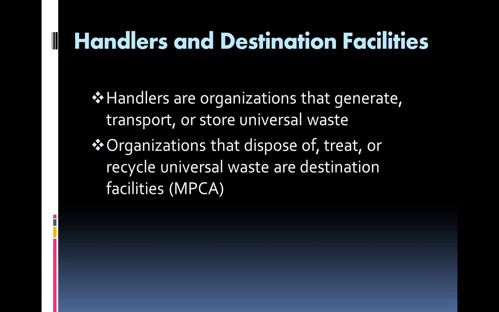So if you have compact fluorescent light bulbs, you could bring them here, we would store them, and then they would go on to someone else to be disposed of. Organizations that dispose of, treat, or recycle universal waste are destination facilities. That's the MPCA's definition, but it's widely applicable. There are also transporters of universal waste, and that's just what it sounds like, and transfer facilities of universal waste.